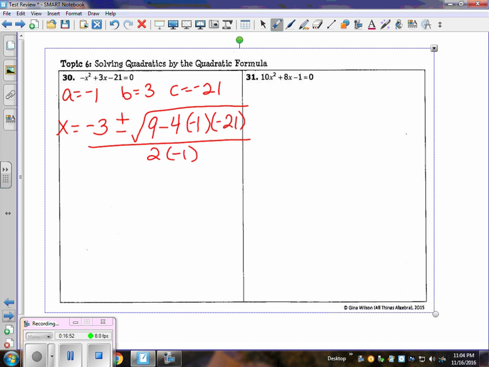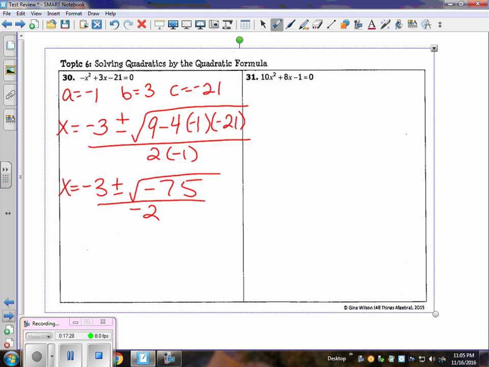Now I'm going to need my calculator here. All right, we're going to do what's under the square root first. So you're going to use calculator, do 9 minus 4 times -1 times -21. That gives me -75. All right, so a -75, let's see where we're going to go with that. Well, what is it going to be over? It's going to be over a 2, right? A -2.